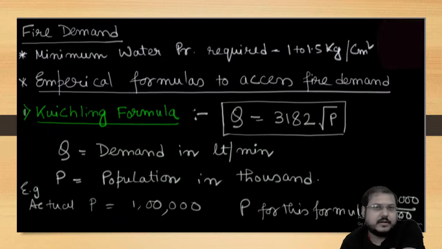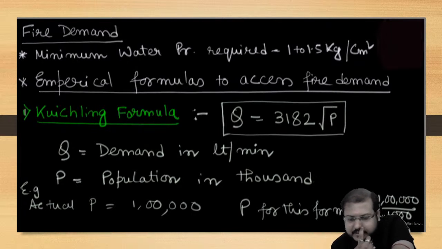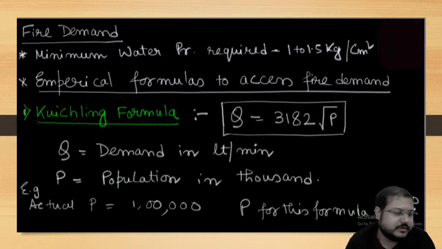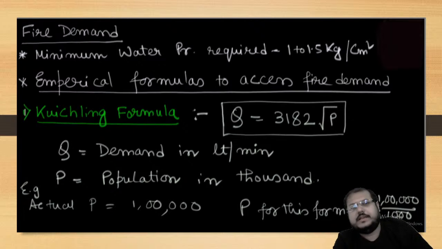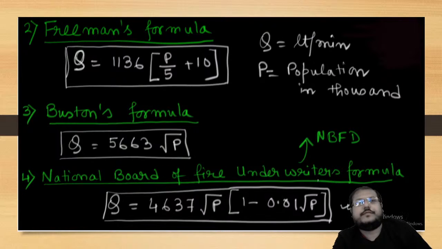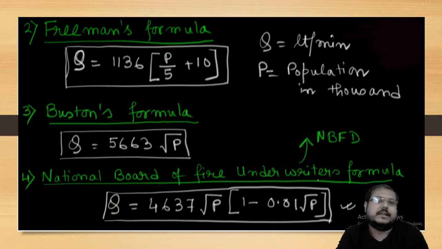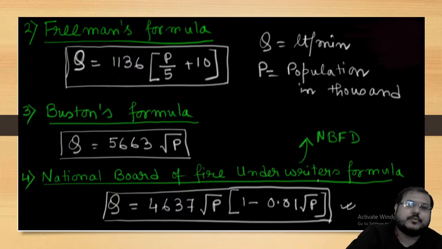Now the next one is fire demand, where we find out the amount of water required to extinguish a fire accident. Empirical formulas are used: the Kuichling formula, that is Q equals 3182 under root P, then Freeman's formula, Boston's formula, and the National Board of Fire Underwriters formula. So certain formulas are provided, along with units.